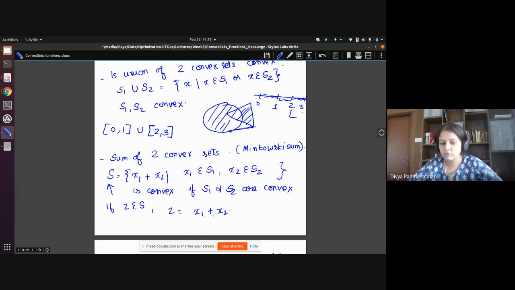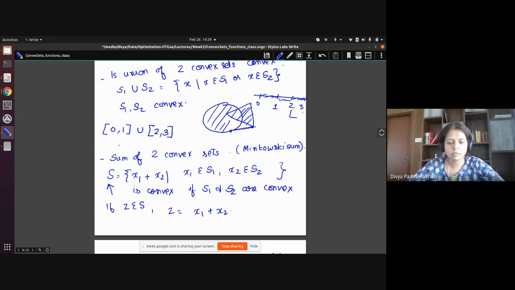Okay, so this kind of a set is called the Minkowski sum of S1 and S2. So this is different from the set union. The claim is this set is convex if both S1 and S2 are themselves convex.